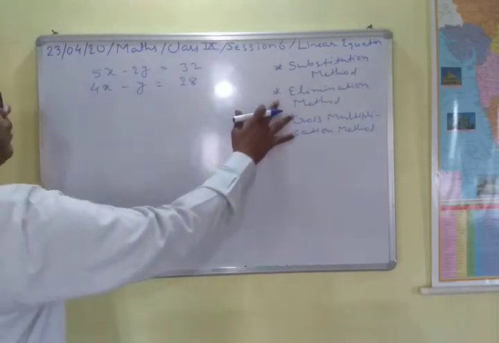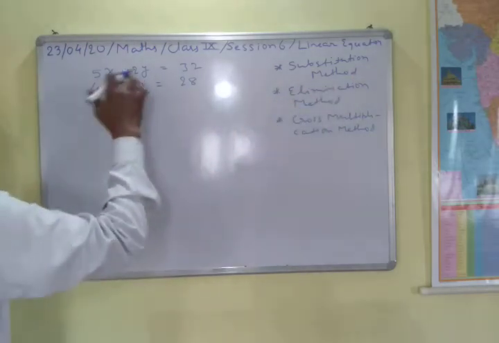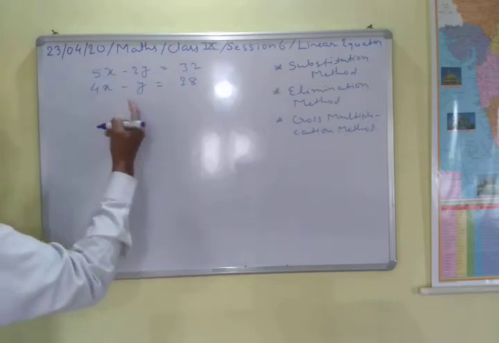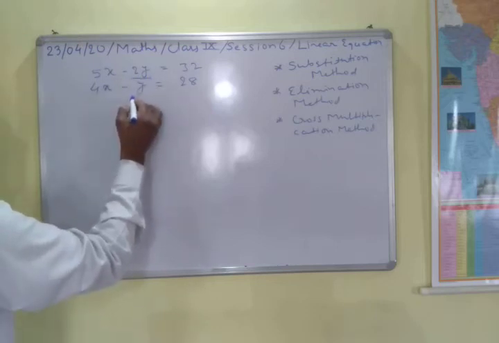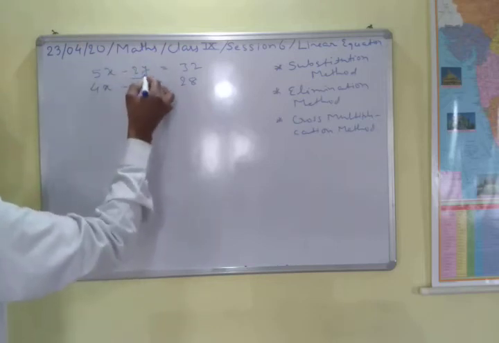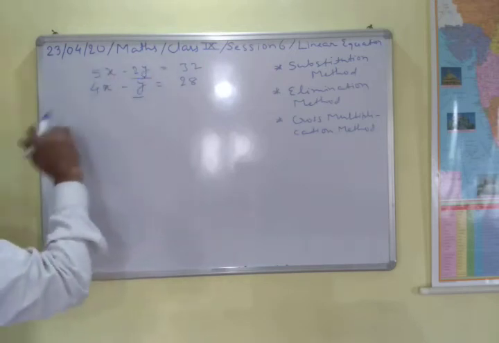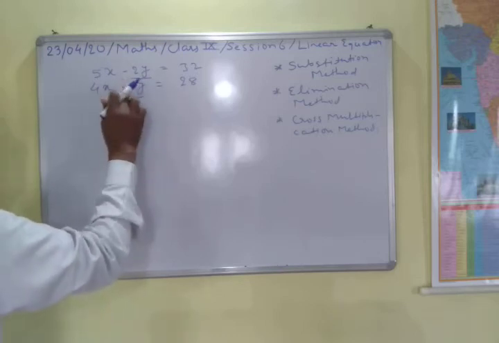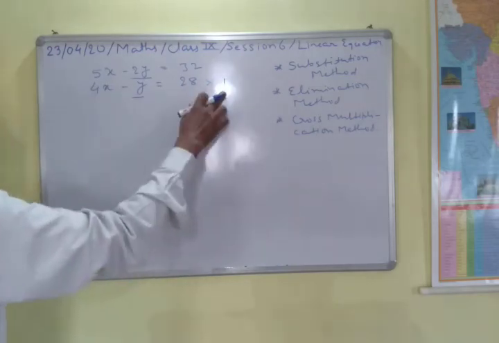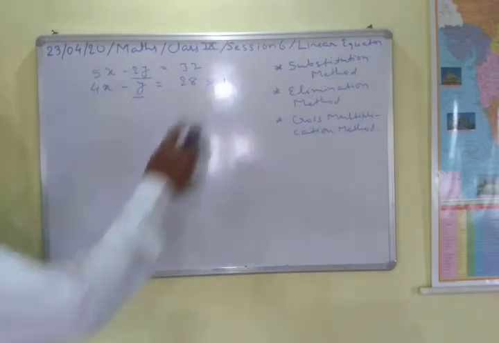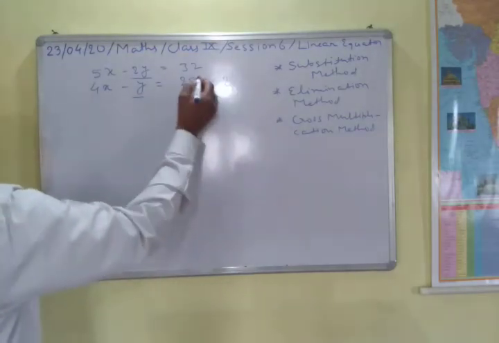In this elimination method, the meaning of elimination is that we have to eliminate either x or y. How will we eliminate here? You can see the coefficient of y is -2 here and the coefficient of y is -1 here. So make the coefficient of y equal, or x equal. Here I am making the coefficient of y equal. To make it equal, multiply this equation with 2 on both sides.